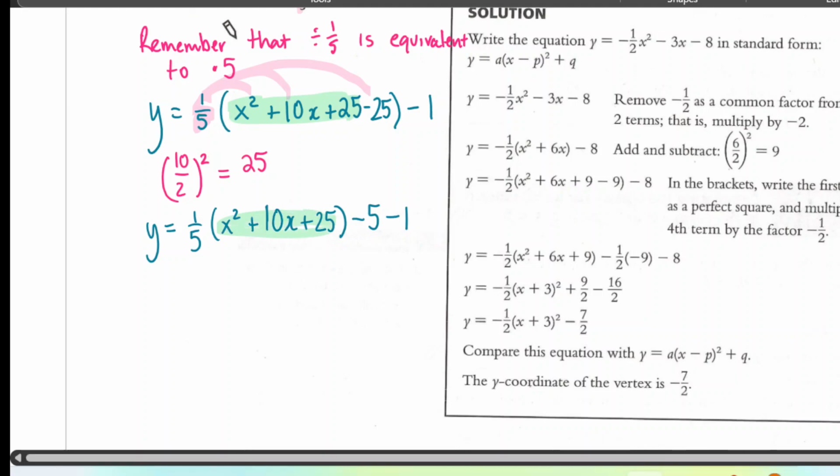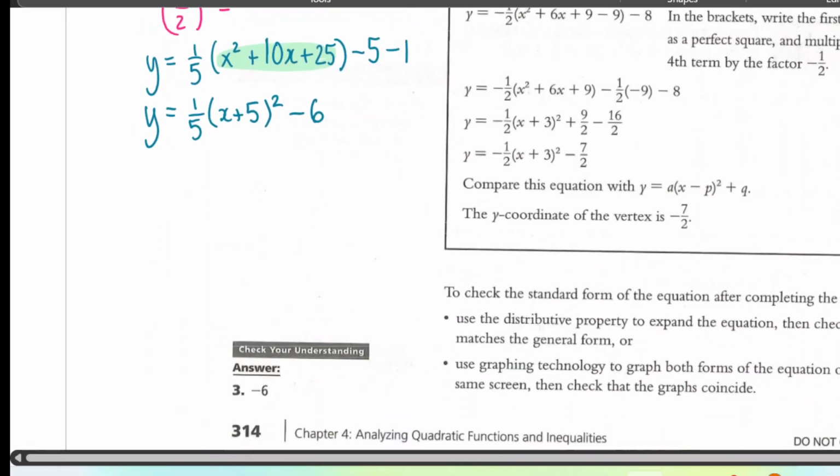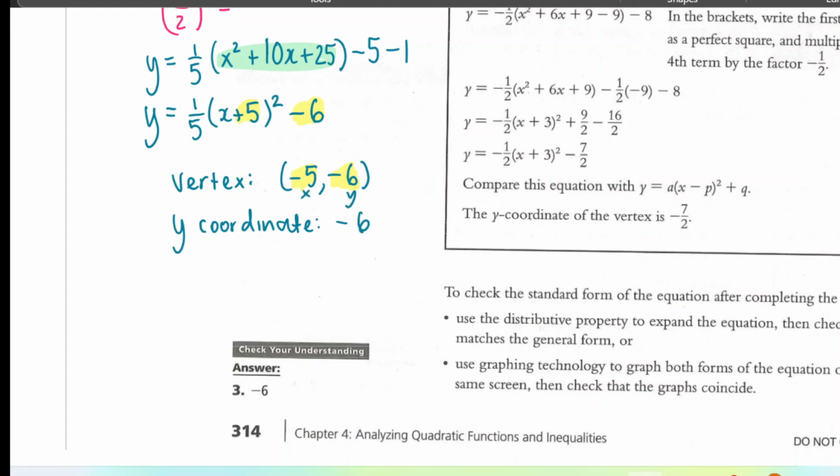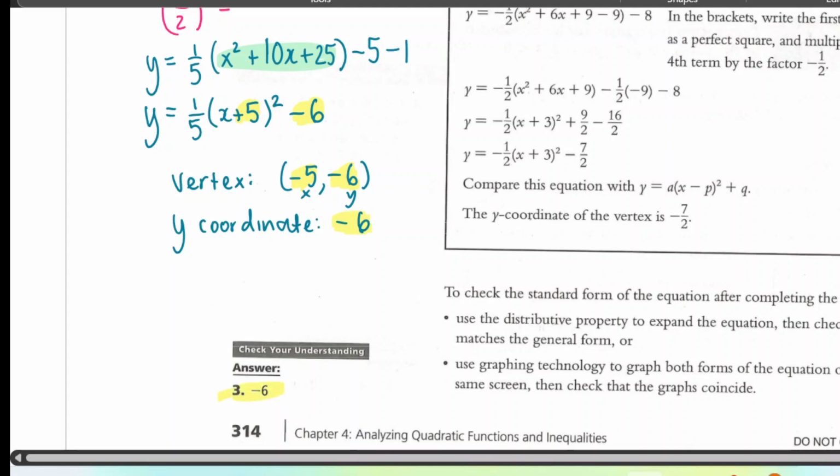Finally, factor the perfect square that I'm highlighting there. It's going to be x plus 5 all squared. And then on the outside, combining those numbers is -6. Okay, so I'm finally finished, and let's see what the question was. It says determine the y-coordinate of the vertex. So my vertex is at -5, -6. I just get those numbers from here and here. Remember, you do have to change the sign of the x-coordinate. And so the y-coordinate is simply -6, because this is the x and this is the y. And we can see that matches the answer down here.